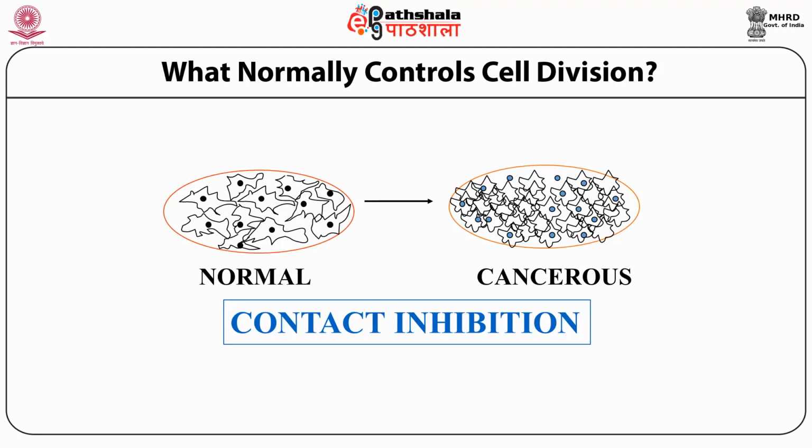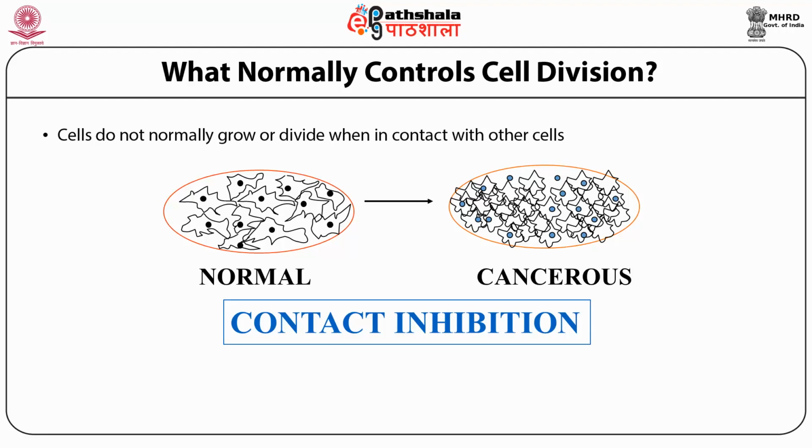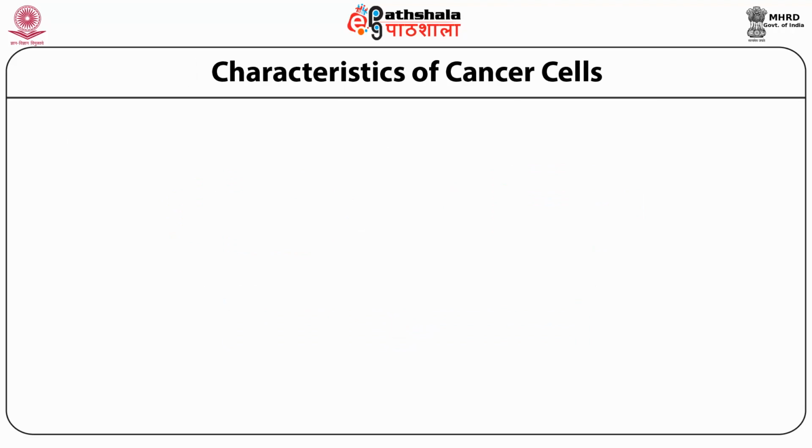Cells cease to divide when they make cellular contacts, as is often seen in an in vitro cell culture system. However, in cancerous condition, cells do not obey the rule of contact inhibition and keep on proliferating. So let us examine some characteristic features of the cancer cell.